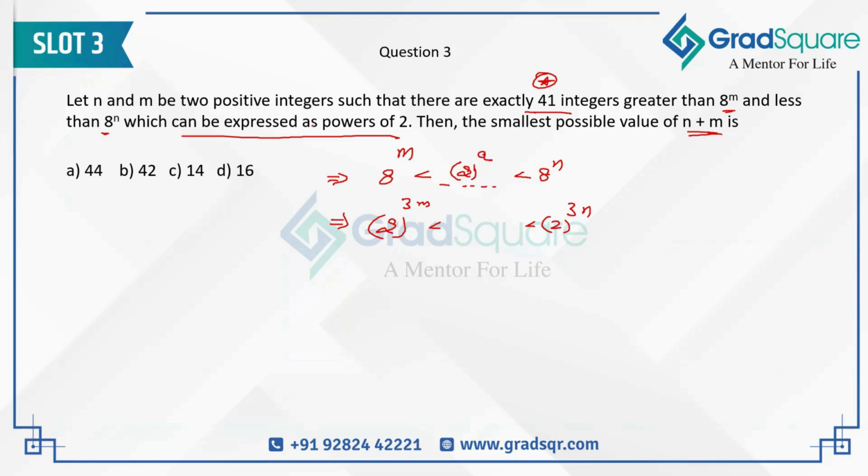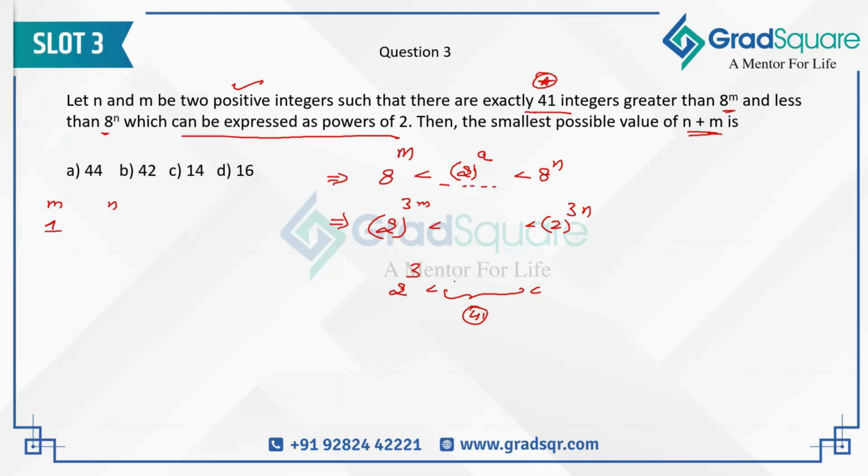Now we have to figure out the smallest possible value of n and m. So let me take values of m and n and check for what values there are 41 integers which can be expressed as 2 to the power of something. n and m are two positive integers, so I'm starting with the value of m as 1. If I start with m as 1, you get 2^3. And you need 41 values over here. The next values which can be present are 2^4, 2^5, 2^6.